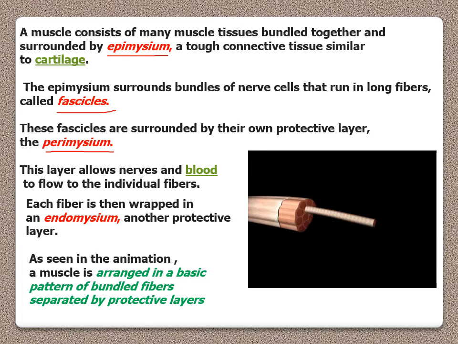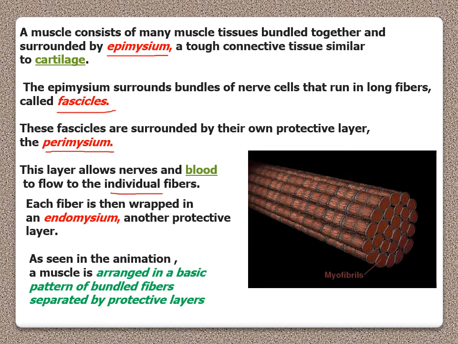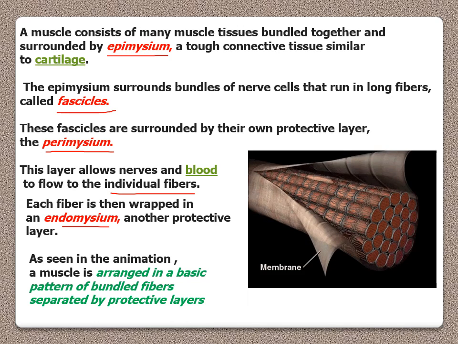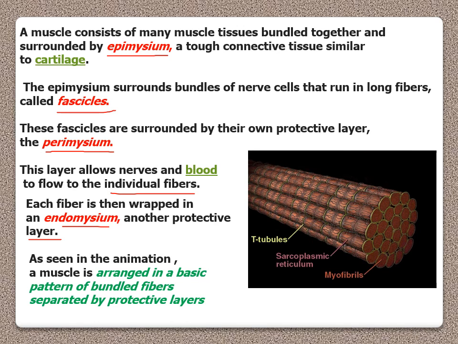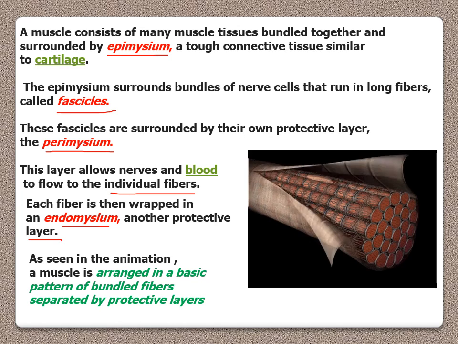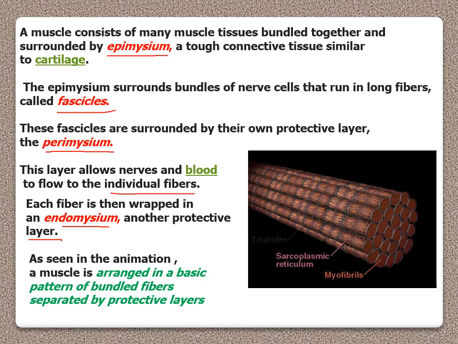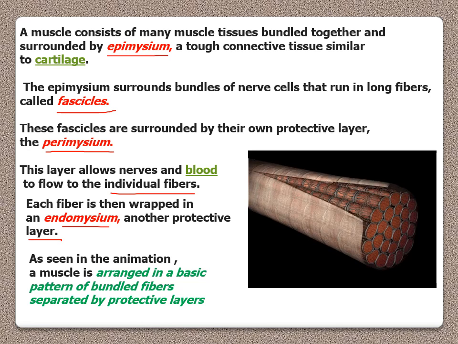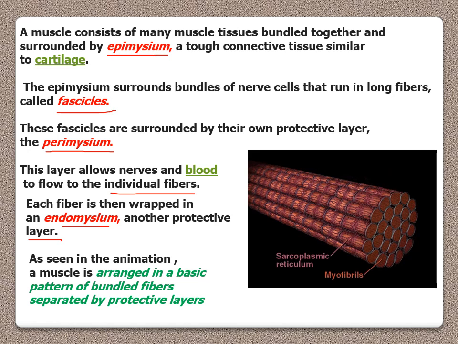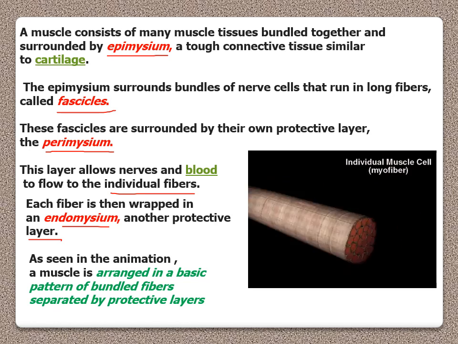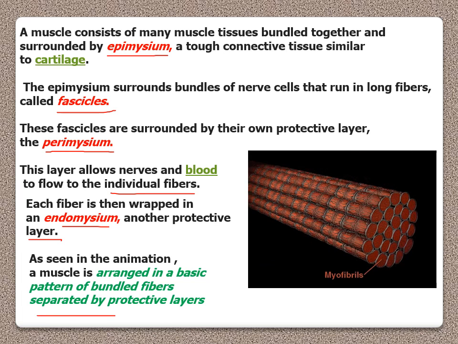This layer allows nerves and blood to flow to the individual fibers, and each fiber is then wrapped in endomysium, that is another protective layer. So, that is the structure of a muscle. It has so many layers, and as you can see in the animation also, a muscle can be called a bundle of fibers or tissues. So a muscle is arranged in a basic pattern of bundled fibers separated by protective layers.